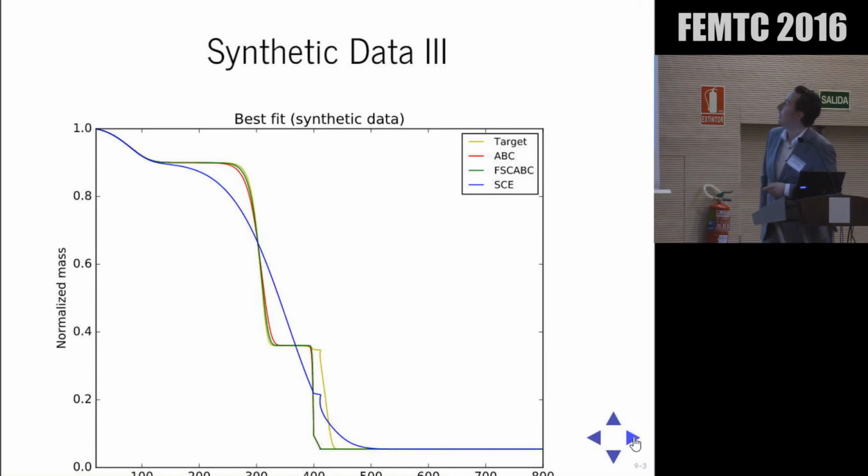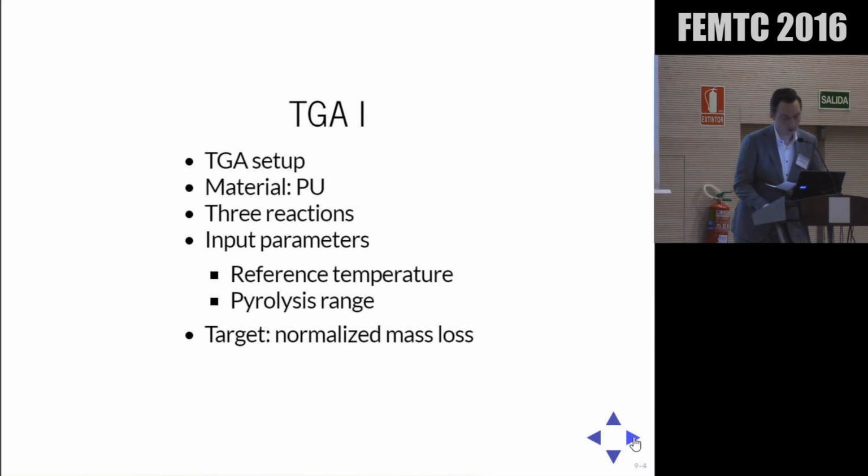I'm not sure if something went wrong here because it was some kind of simple optimization process, but as you see, this yellow line is mostly undistinguishable from the red and blue line that are ABC and FSCABC for the normalized mass over the temperature of our simulation, but the SCE doesn't fit at all. So I'm not sure if something went wrong here, but we will see on the next slides what came out of the other simulations.